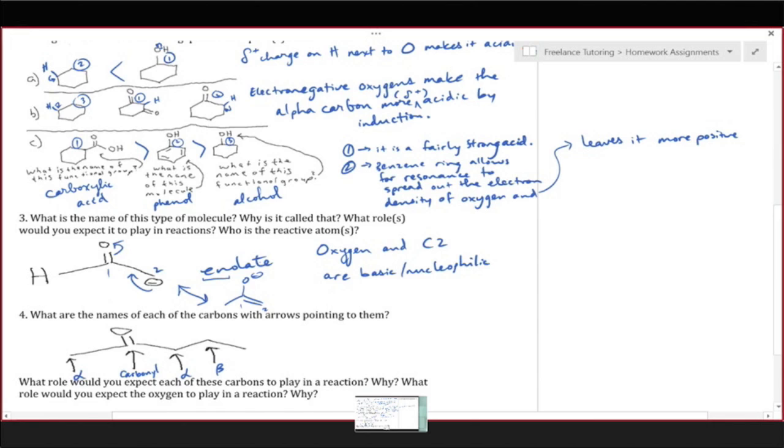Maybe I'm thinking of enol. That may be what I'm thinking of, because an enol seems like it just would have an alkene and an alcohol. That would have enol. And because of its similarity with that, it's called an enolate. I'm not quite remembering.